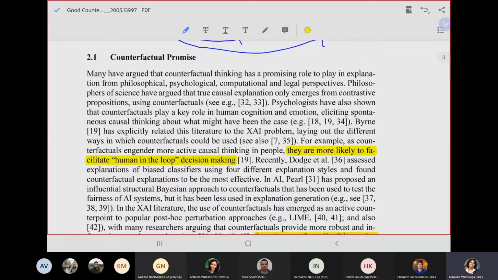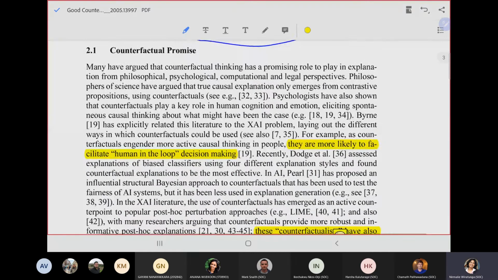They move on to talk about the counterfactual promise. What they're saying is counterfactuals also encourage having the human in the loop in decision making, because if you are providing actionable knowledge, it allows some interaction with the user to understand what they can do differently to change the current prediction.